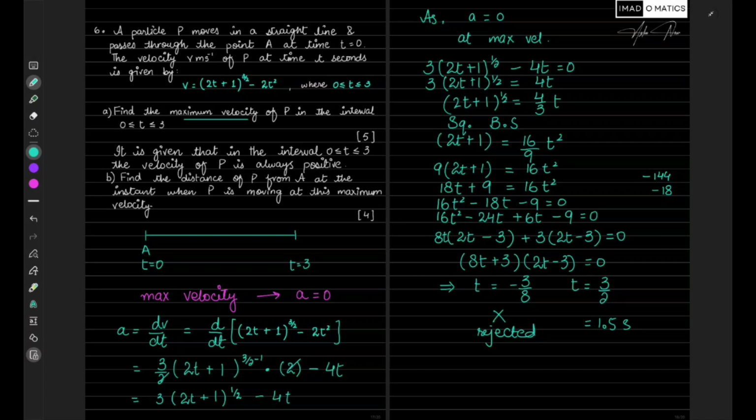So let's substitute that. V max will be at t equals 1.5. So it will be 2t plus 1 to the power 3/2 minus 2t squared.